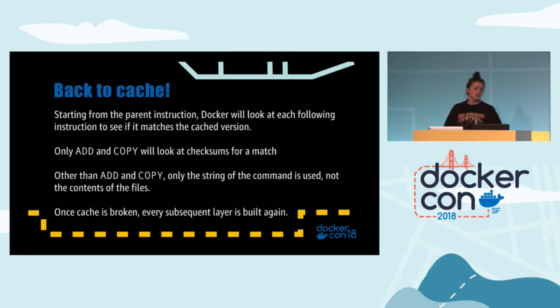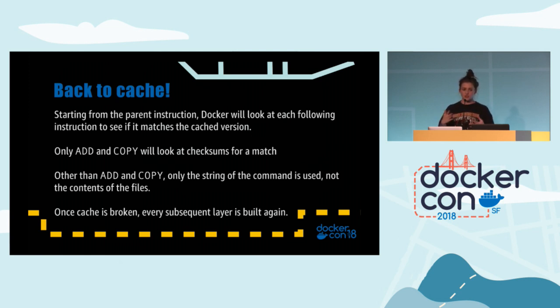So, back to cache. Docker cache is really important, right? The way that the cache works is that starting at the parent instruction, the first one, Docker will look at each following instruction to see if it matches the cache. Then, once we've said this giant overarching rule of cache, here are the following exceptions. ADD and COPY will look at checksums for the file, and if the checksum does not match, the cache is broken and you re-download the file. Other than ADD and COPY, only the string of the command itself is used, and not the actual contents of the file. Once the cache is broken, every subsequent layer is built again.